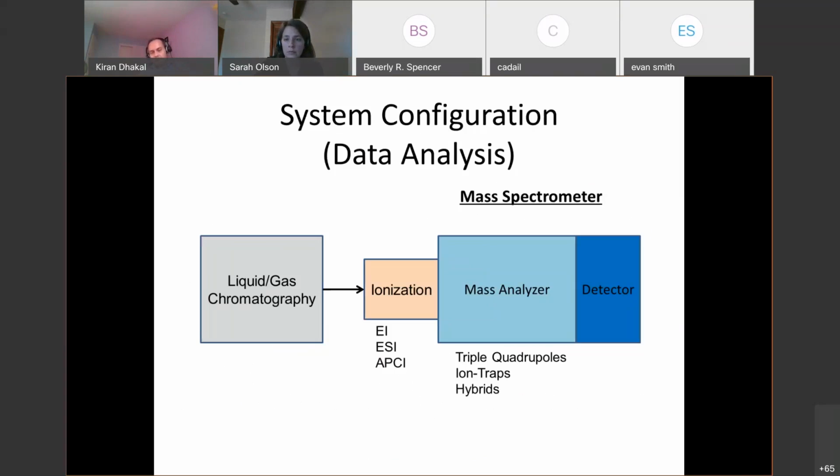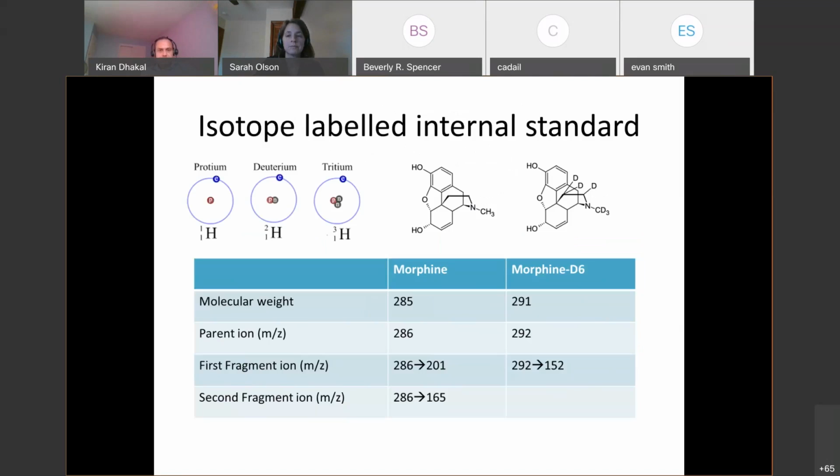So I'm moving more into the data analysis part now, which is, once you have the mass analyzer, all these mass drug ions pass into the detector, and we get the signal chromatograms in the computer, and then we do the data analysis. Before that, I want to talk a little bit about the isotope labeled internal standard. This is a very important concept in drug confirmation. You can see two structures here, a morphine structure and a morphine-D6, which is an isotope label. What does that mean?